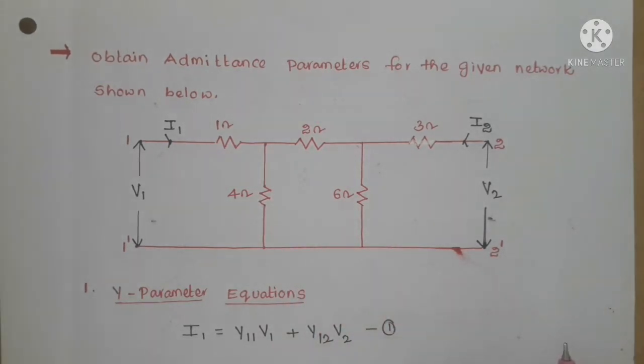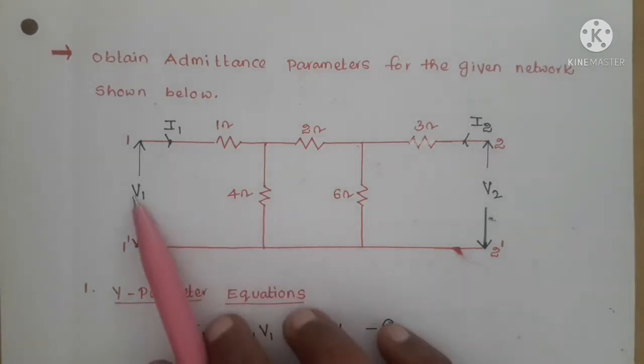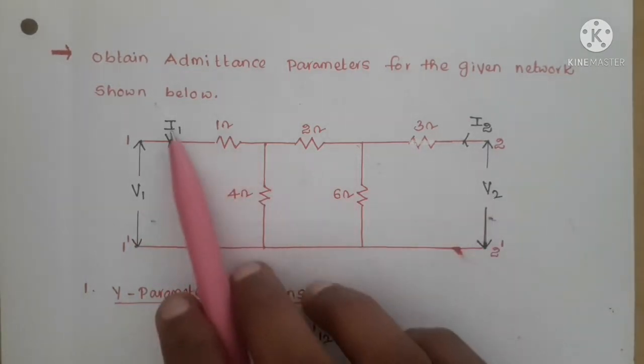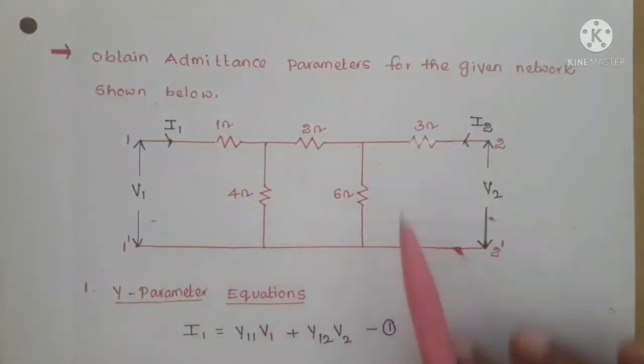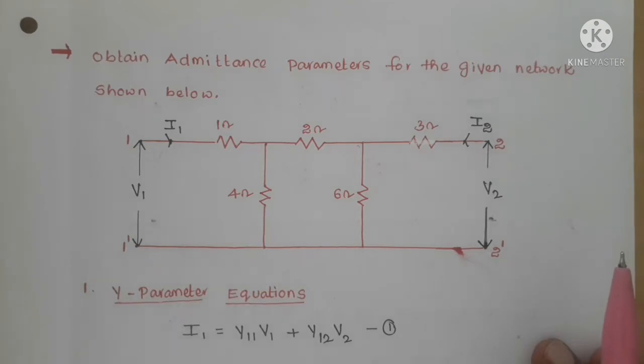And port voltages and port currents are, so V1 and V2 are port voltages, and I1 and I2 are port currents. So here we can divide the two port networks into three groups. The first group is a two port network in which all the elements are resistors, the second model is a two port network having dependent sources, and the third model is a two port network having energy storing elements.